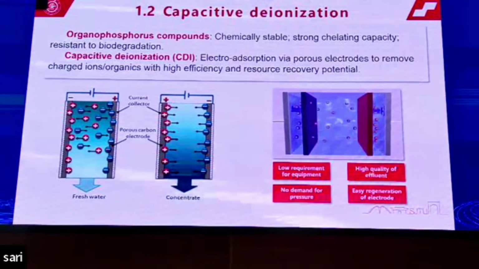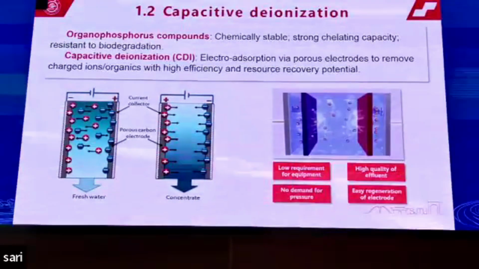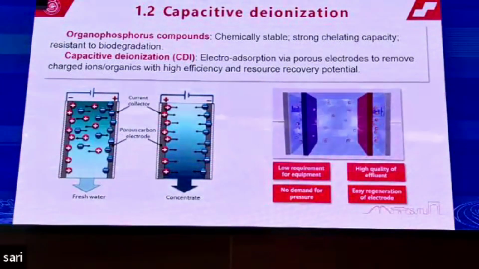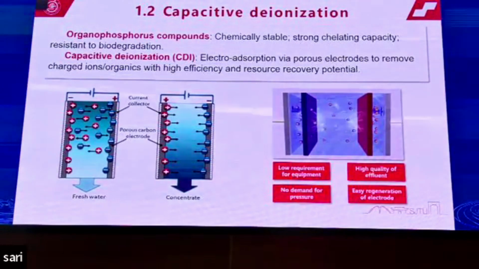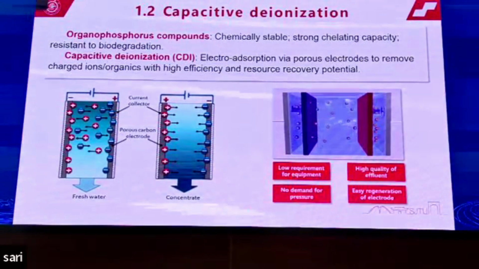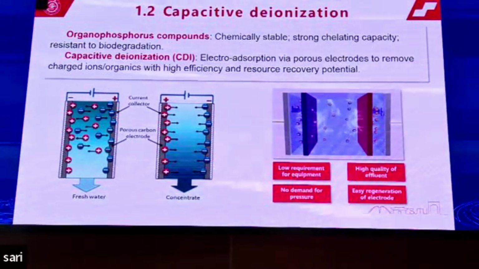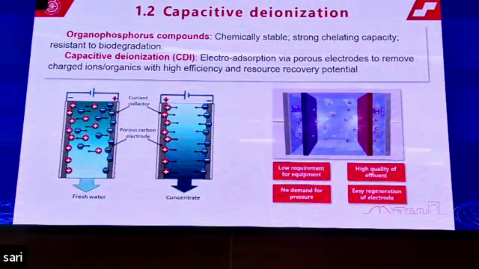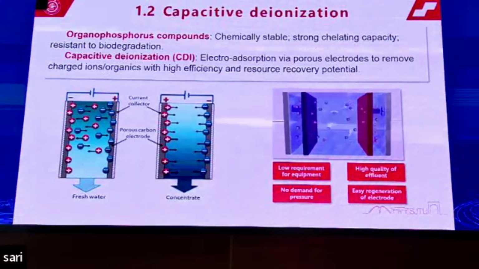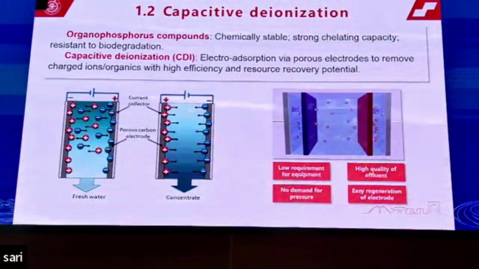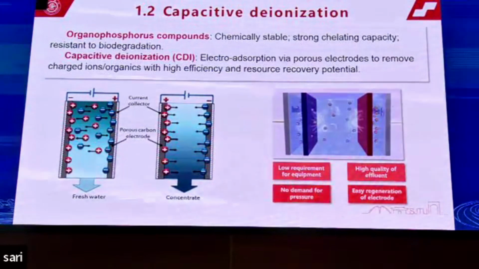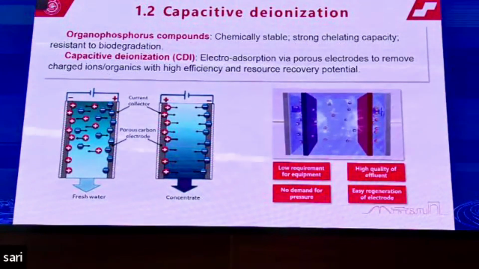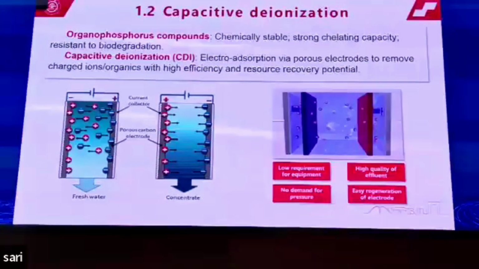As we all know, CDI can be used for the removal of charged ions. In this process, it usually has an anode and a cathode. During the charging process, the different ions can be collected on the different sides, while during the discharging process, we can recover or separate the target pollutant. In this way, we try to use it for this process.